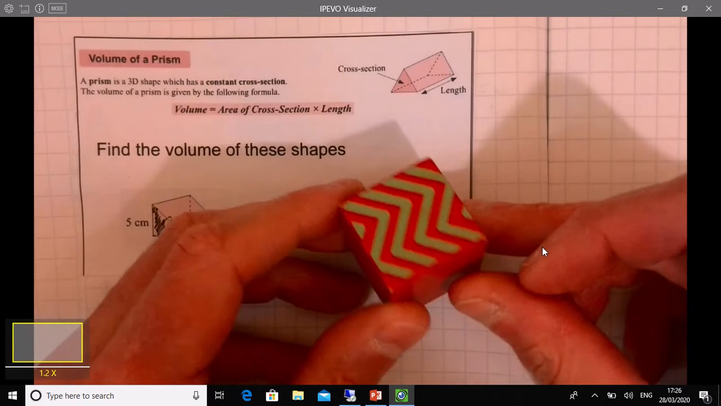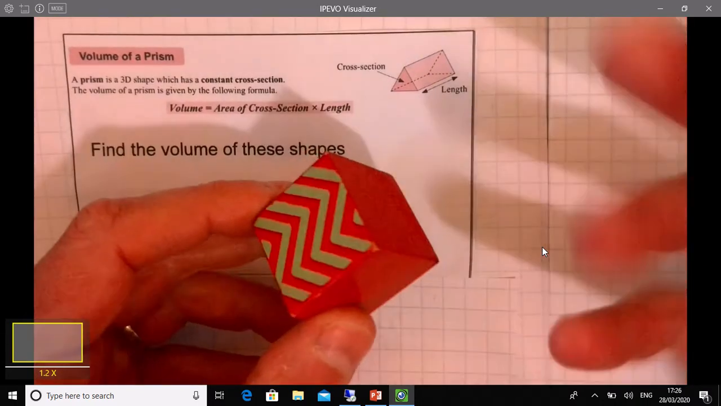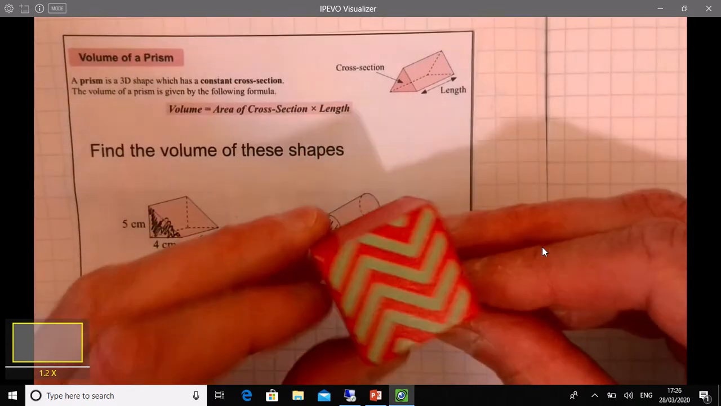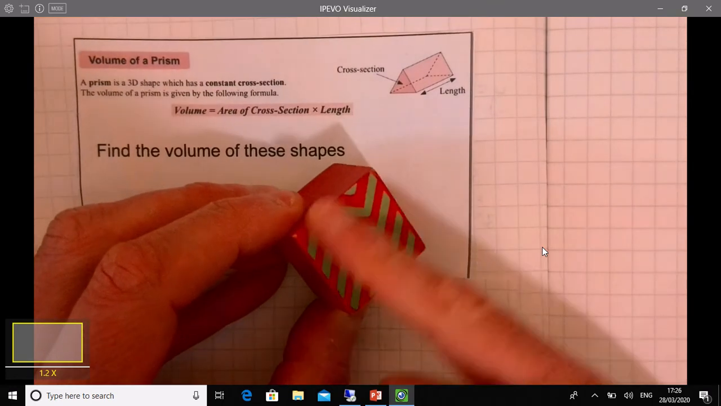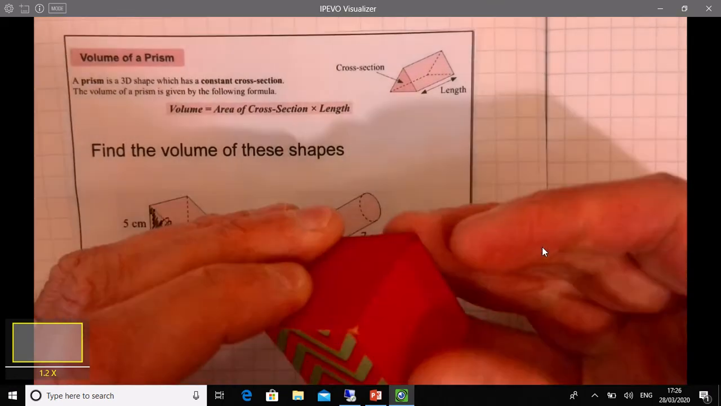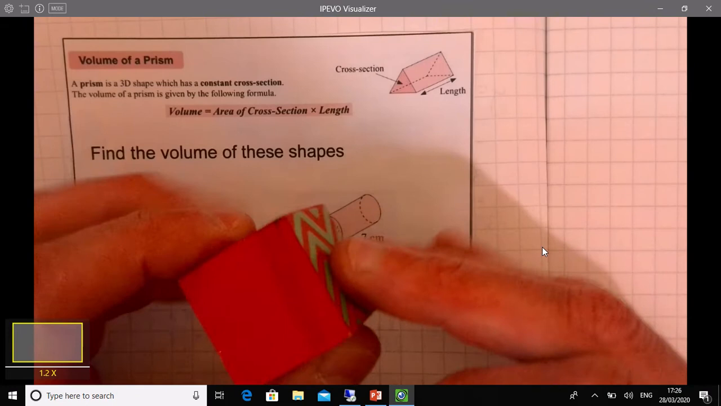So let me give you a couple of examples of what we mean by a prism. I've got an example here. Well, it's a cube, but actually it's a type of prism because this part at the end runs all the way through, and then it pops out the other side.